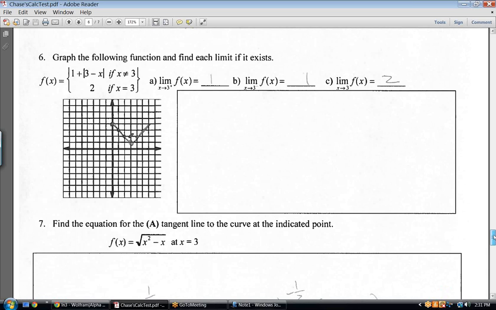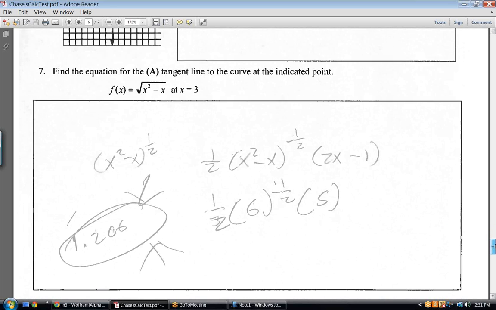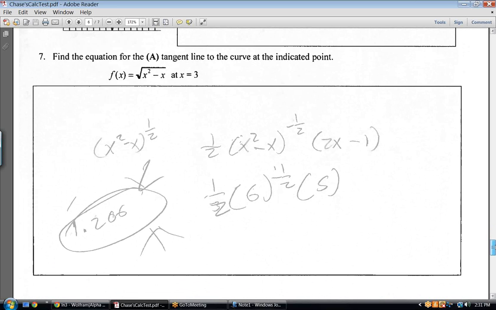Okay. This one, you've got this one solved, correct? Yeah. This one, just going to take the derivative, which it looks like you've done properly, and then substitute 3 in. Looks like you've done that properly. Okay.